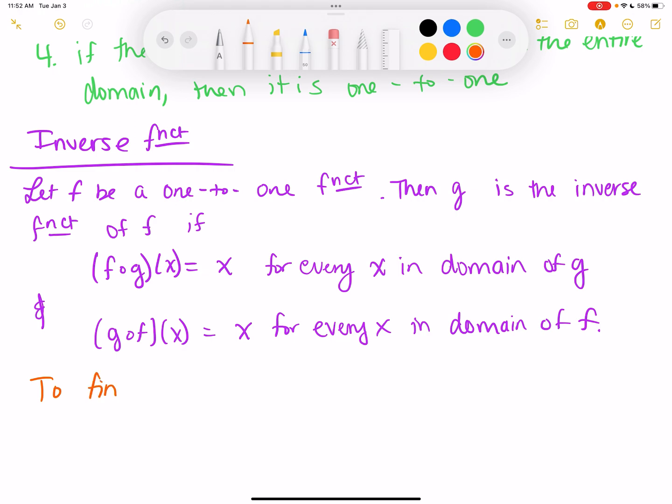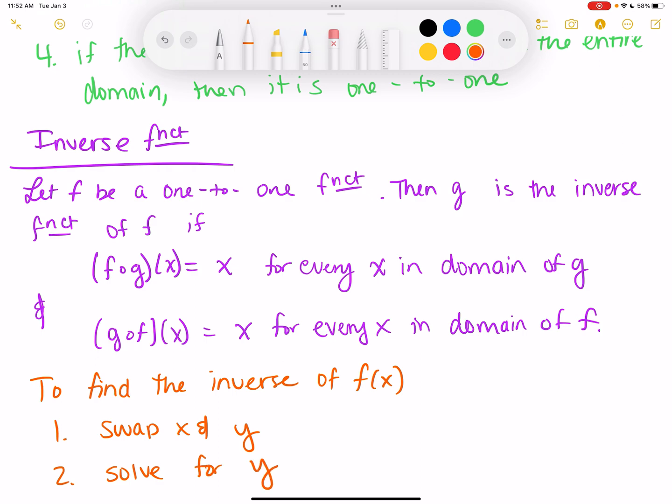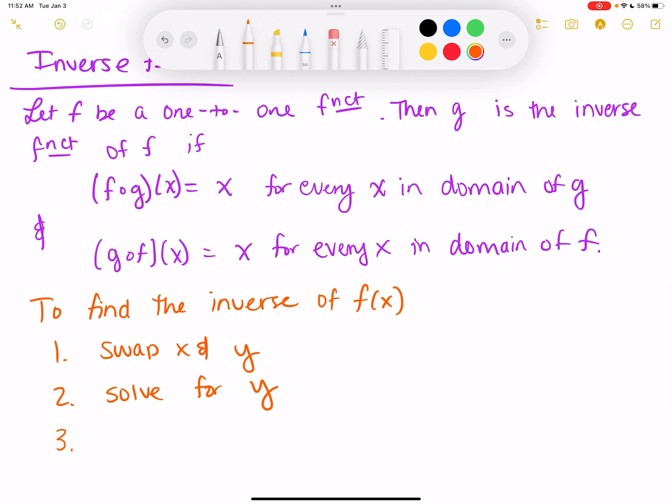To find the inverse of f of x, it'll have to be one-to-one, but anyways, we first swap x and y, and then we solve for y, and then we replace y in what we just found with f to the negative 1 of x, which means inverse.